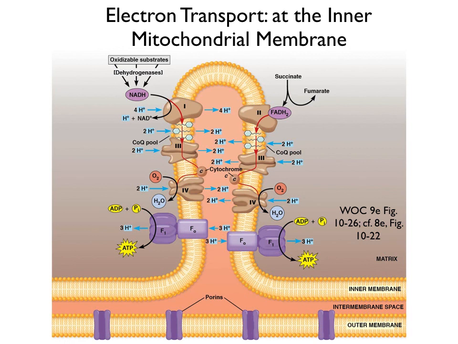Now, I just want to remind you that one of these complexes is actually a citric acid cycle complex, because it's where we get FADH2 from. That's the succinate dehydrogenase. Succinate dehydrogenase is part of complex 2.